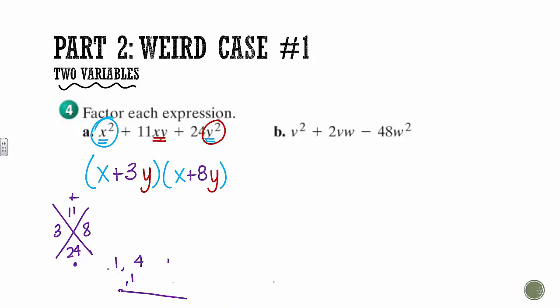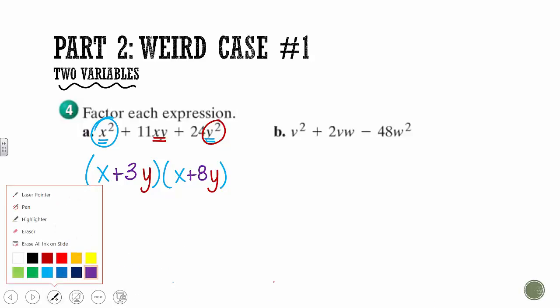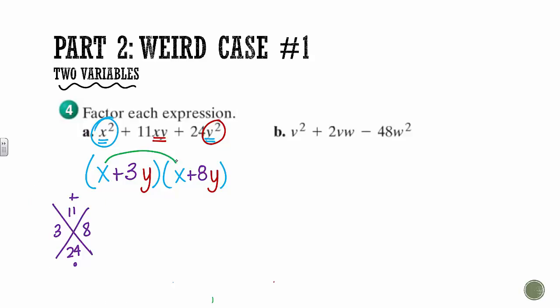And if you ever get stuck or want to know if you're doing these correctly, remember, you can double distribute and check your answer. X times x gives me the x squared. X times 8y gives me 8xy. 3y times x gives me 3xy. And these two added up make this 11xy. And then our last one, 3y times 8y, gives me the 24y squared that's back here.